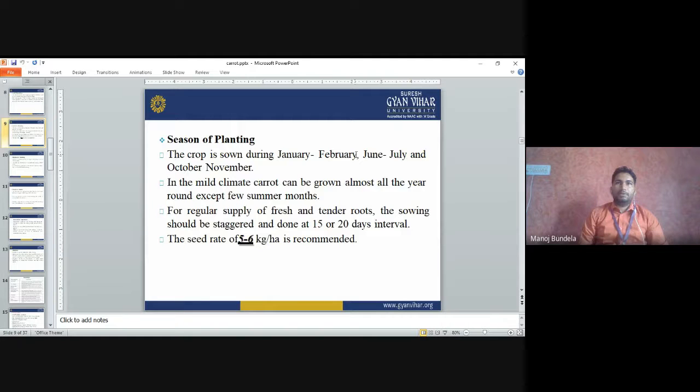What is the benefit of that? We will get roots all around the time: tender roots, fresh roots, fresh vegetable. The seed rate of 5 to 6 kg per hectare is recommended.